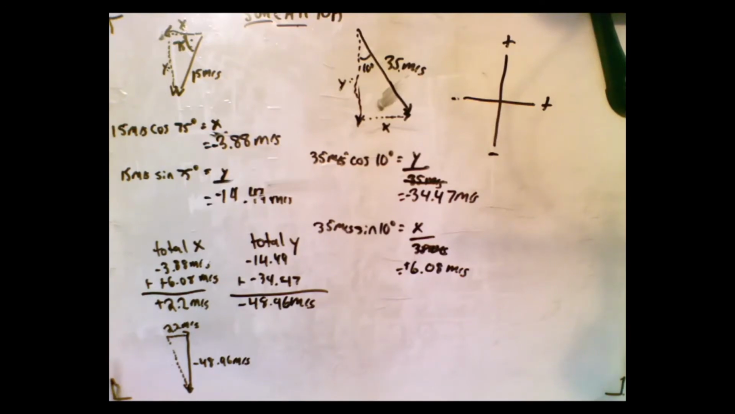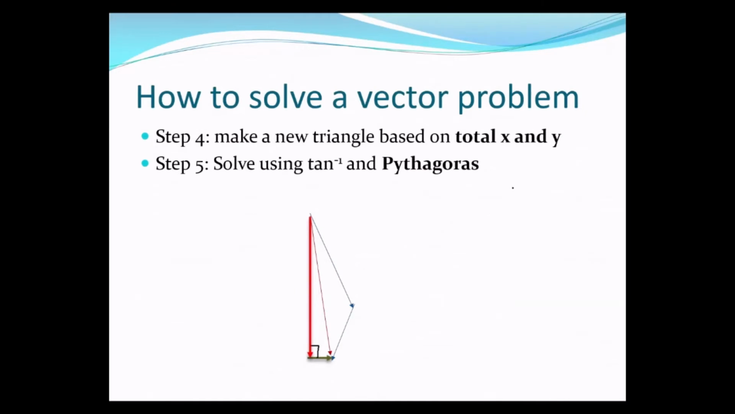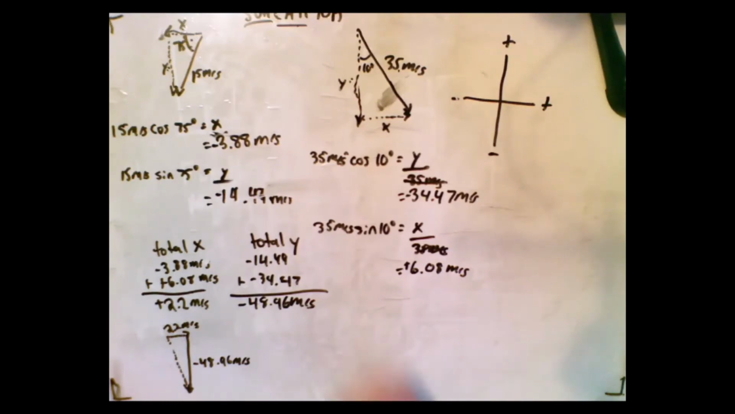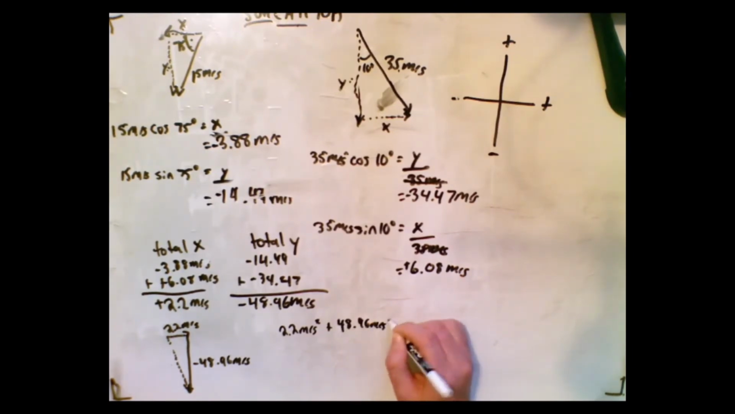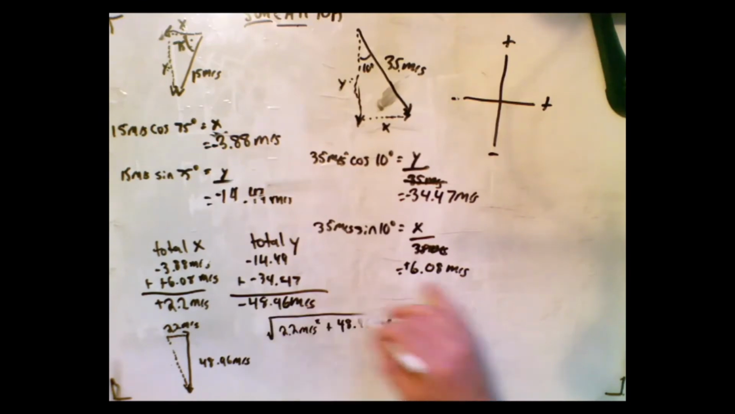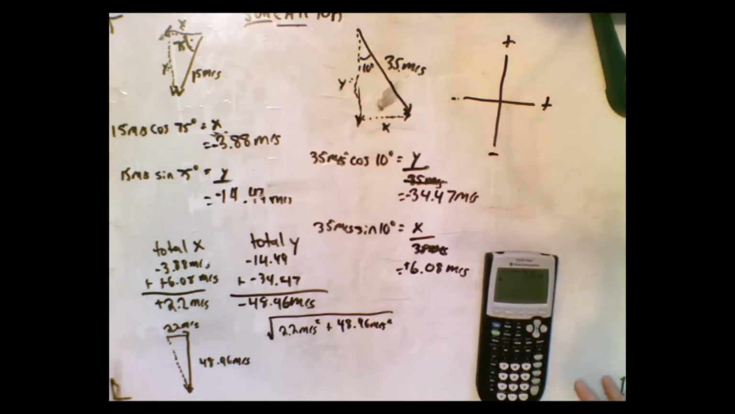So our last step is solve using tan negative 1 and Pythagoras, and it's always going to be the same. So to find this resultant, I can go 2.2 meters per second squared plus 48.96 meters per second squared. And you can see I got rid of this negative. This negative just tells us we're moving down. Get rid of any negatives or positives after that. It's just going to make it a little bit harder to calculate.